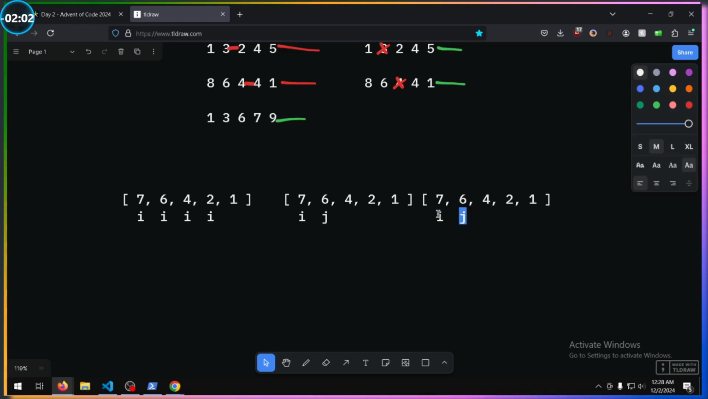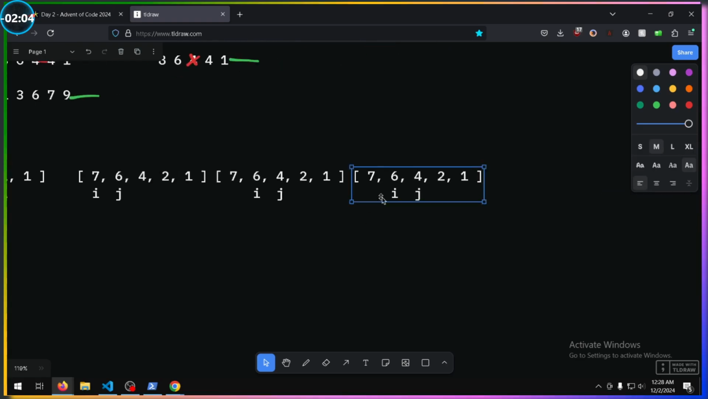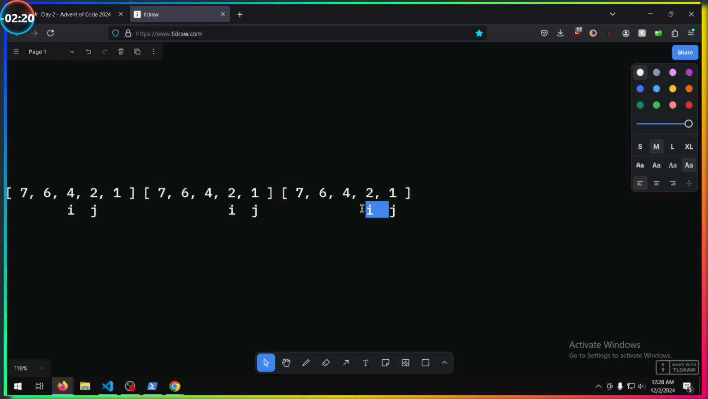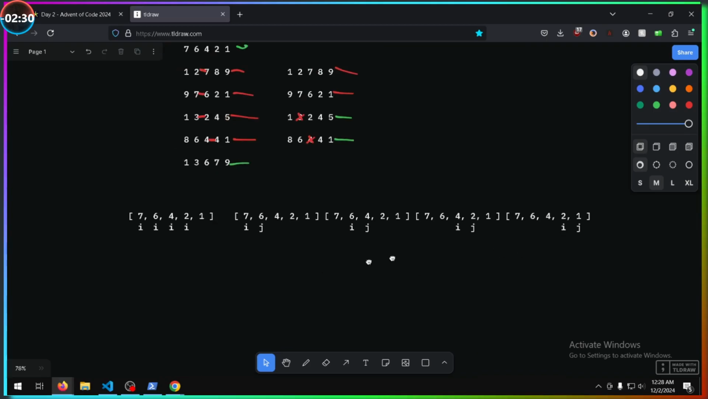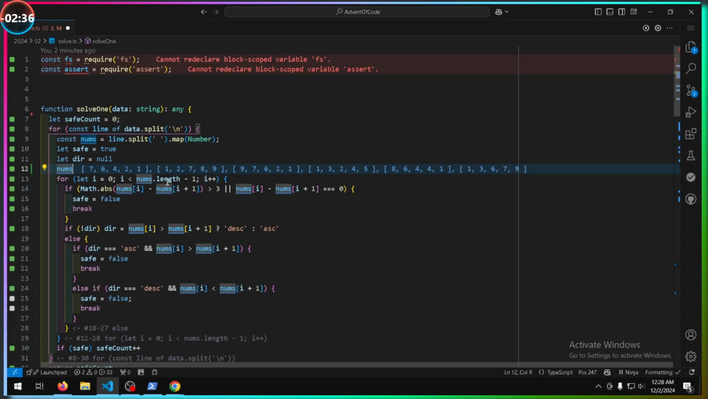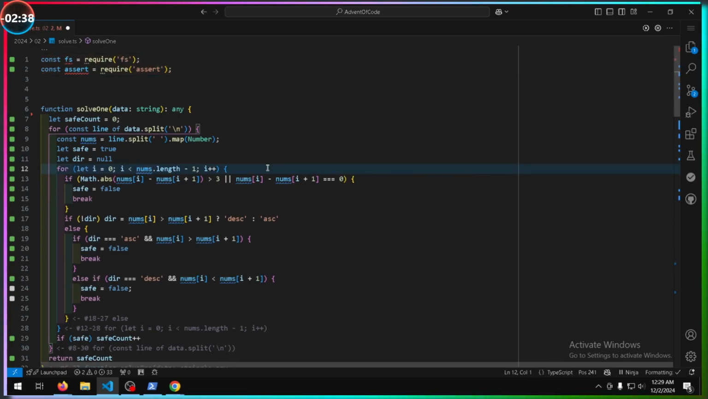So i, j, i, j, i, j. And you can see when we get to the last place we want our i to be, j is actually on the last one. If we hadn't done this, then i would keep going forward to the last one, and j would be in undefined land. We don't want to go to undefined land, not a fun place to visit. So that's why we do that minus 1 to the length there, so we don't go all the way to the end.